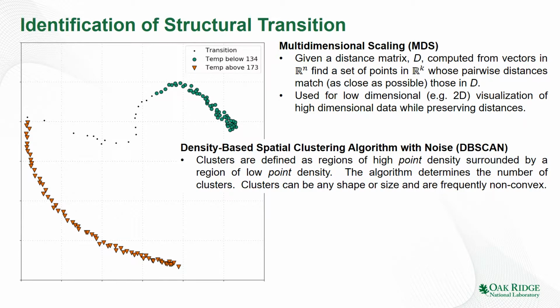Multidimensional scaling works by taking a distance matrix, in this case a 140 by 140 distance matrix, and then finding a set of points in 2D whose pairwise distances match those in the distance matrix as closely as possible. Multidimensional scaling allows us to reduce the dimensionality of the data while preserving the meaningful distances.